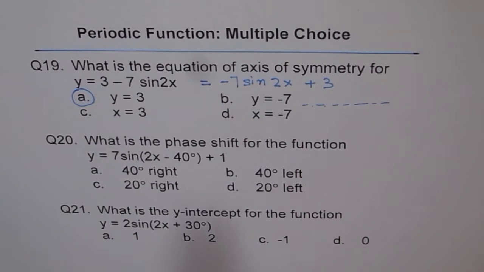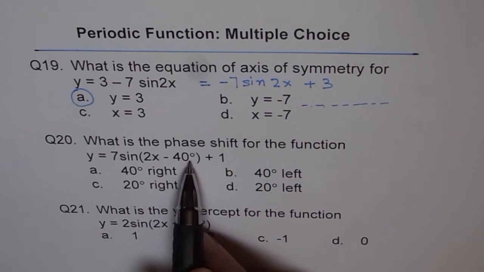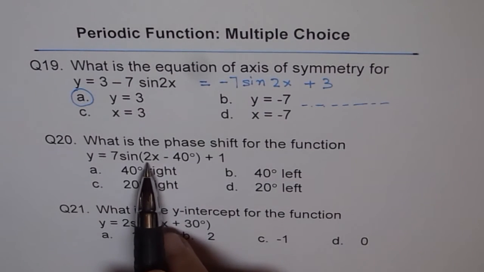Okay? Now question 20. What is the phase shift for the function y equals 7 sine of 2x minus 40, plus 1? Well, this also I find students making mistakes on. They jump to conclusions. They say minus 40 degrees, that means 40 degrees to the right. Well, you need to factor this too, right? That is the k value.